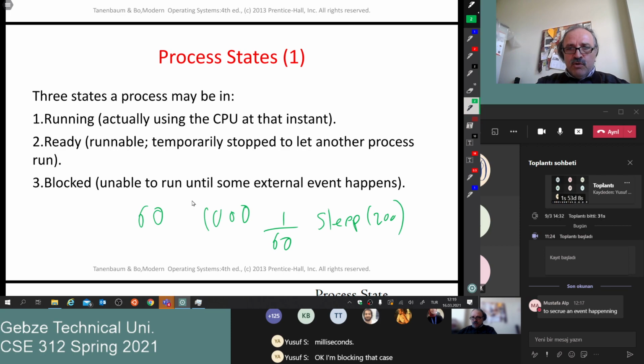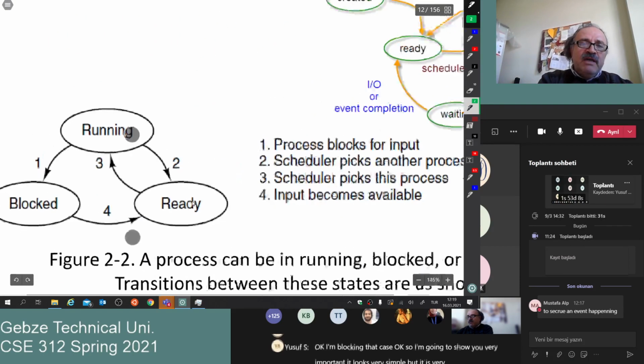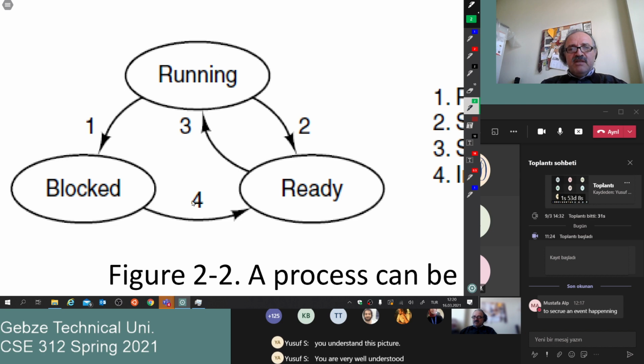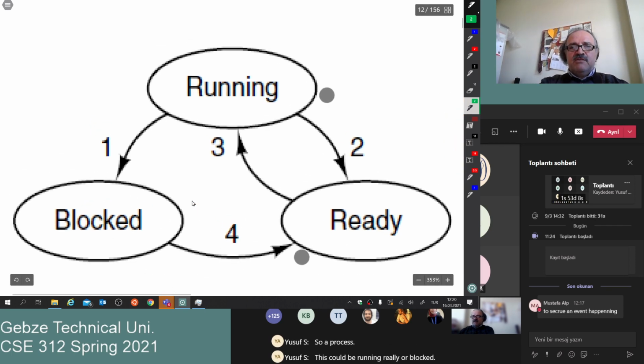So I'm going to show you something very important. It looks very simple, but it is very important. If you understand this picture, you have very well understood what a process actually is. So a process could be running, ready, or blocked. Let's look at this one.